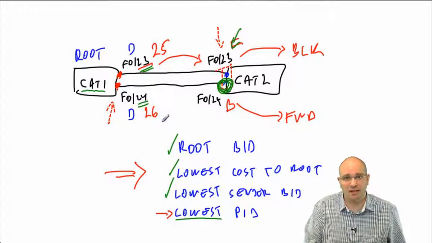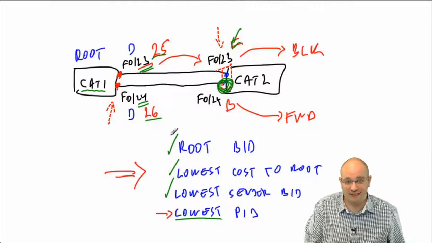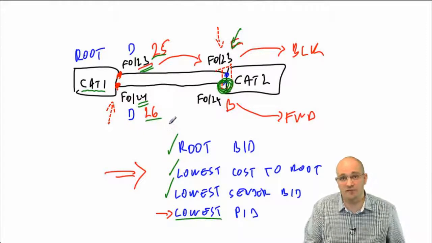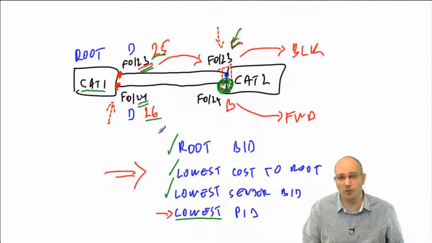By default, this is the combination of the priority, the default one being 128, and the port ID, 25 and 26. I cannot change the values 25 and 26 because these are fixed based on the port location in the switch. But what I can modify is the actual port priority.